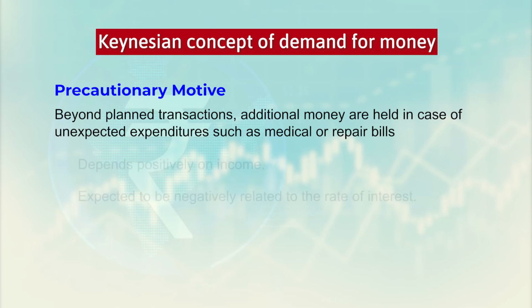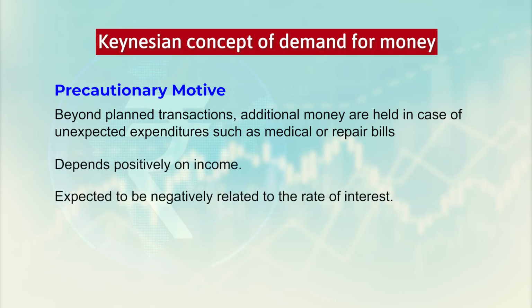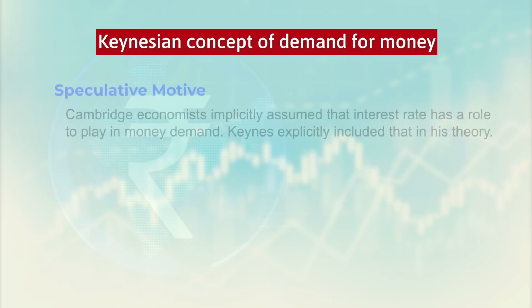But if we look at these two things very carefully, we can easily say that transaction motive and the precautionary motive are essentially almost in the same line. One covers the certain demand, the other covers the uncertain demand. One is expected transaction demand, precautionary demand is unexpected. And then we move to the speculative motive.